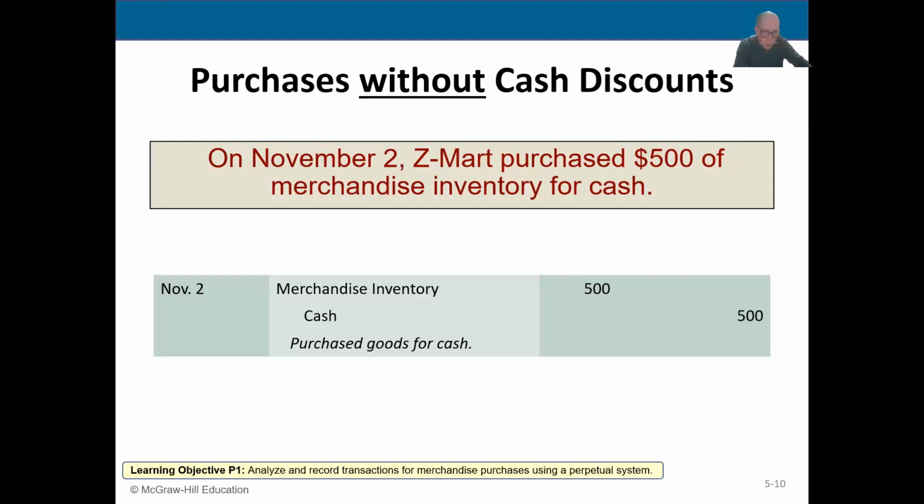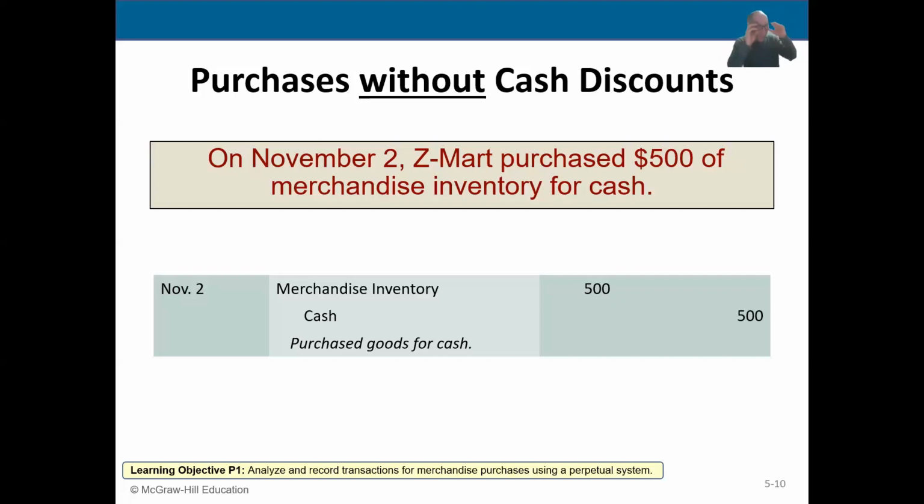So simple transaction here. November 2nd, debit merchandise inventory to increase my inventory balance. Remember, inventory is an asset account. And I credit cash to decrease my cash. So I paid it in cash. So very easy transaction. You'll notice it says at the top, purchases without a discount.